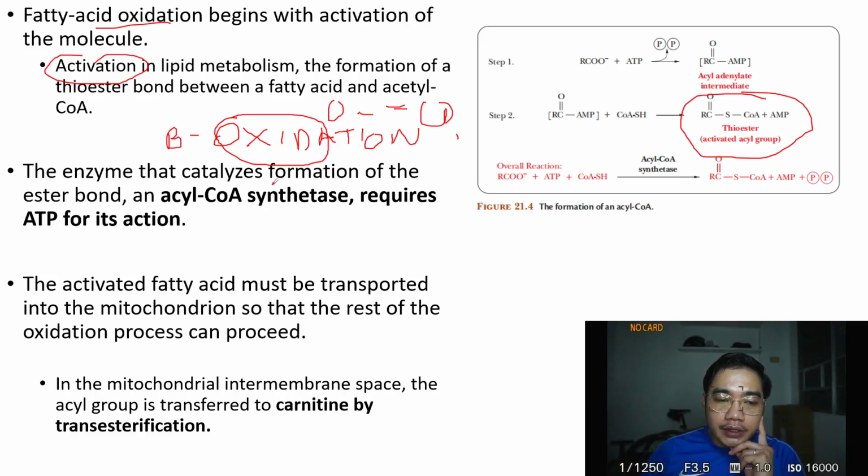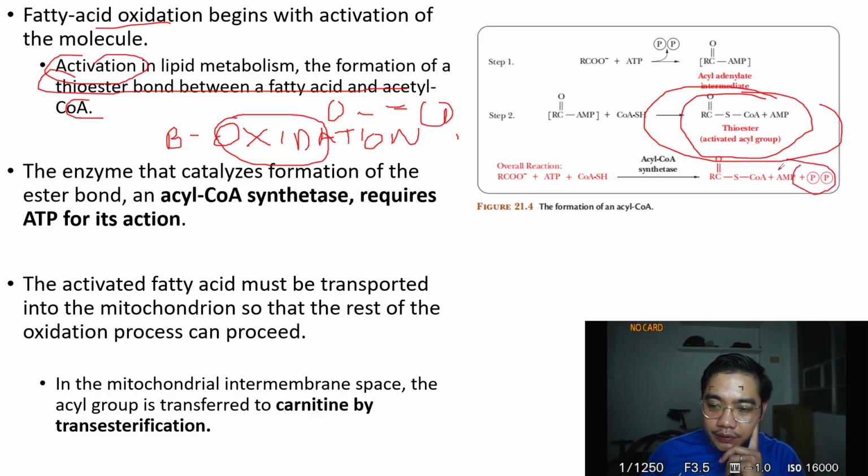So in order for activation to happen, you need to make a thioester bond between a fatty acid and CoA. And you also need to add two phosphate groups. So you need to activate the fatty acid, and the enzyme in charge of activating the fatty acid is your acyl-CoA synthetase. And this enzyme needs ATP to work.